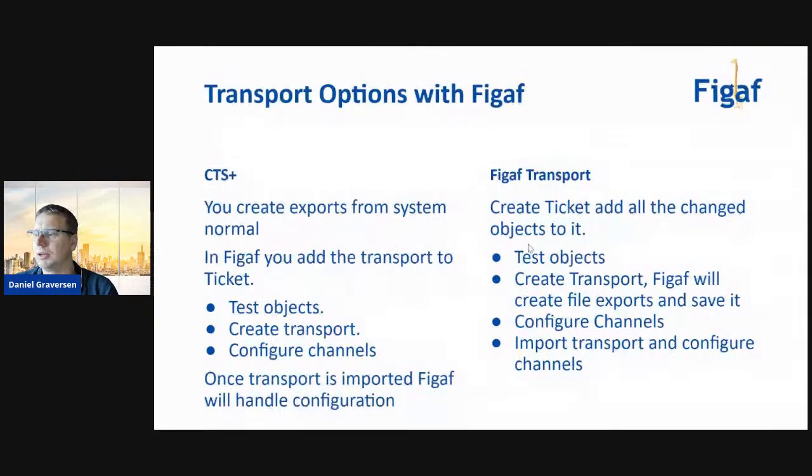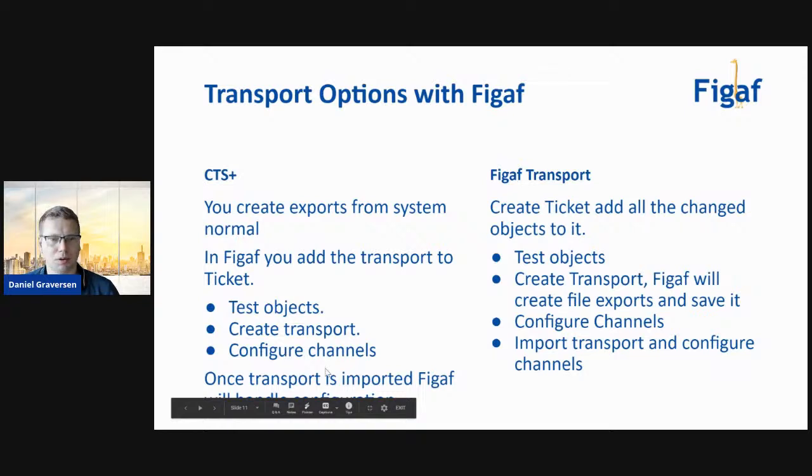So with the Figaf tool, we do have two options. One is the new one, that's the CTS integration that we have added. This is a way of augmenting the CTS transport. So instead of just having a transport number, you can actually see what's inside it. You can test all the objects, configure it, transport it, and once you check that it's transported, you can configure the communication channels. And once it's imported, I guess you get it documented. And the other tool handles all the configurations after import.